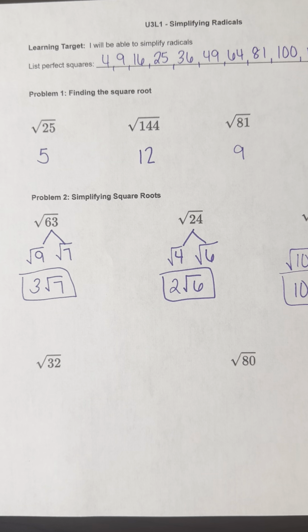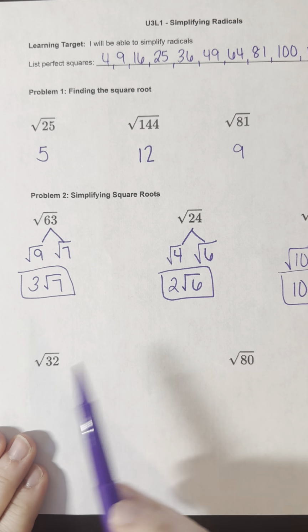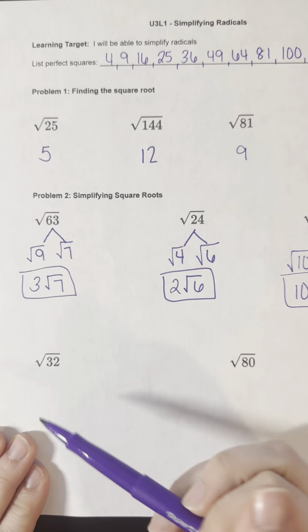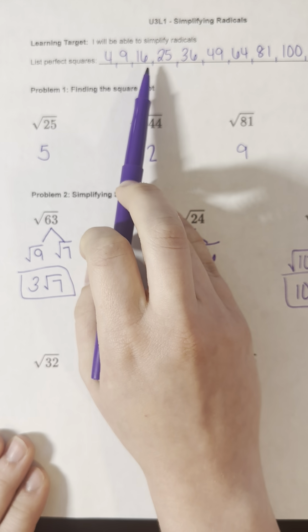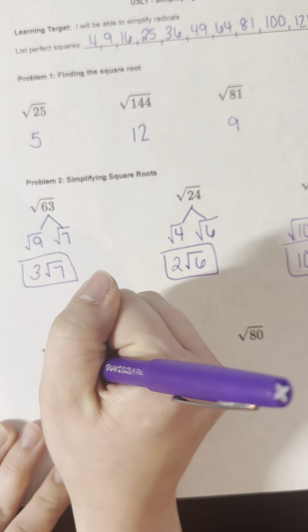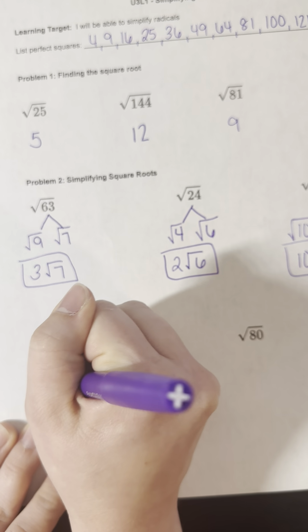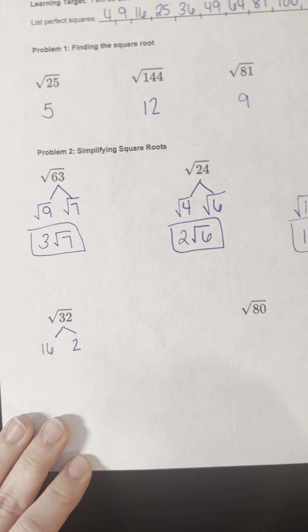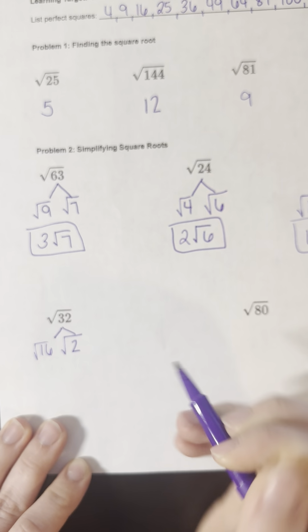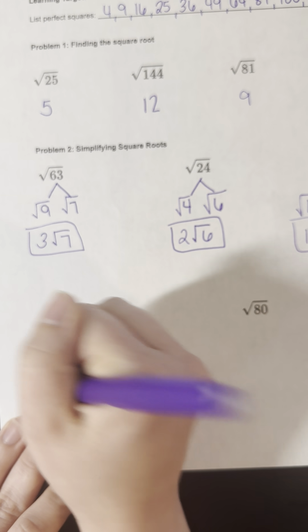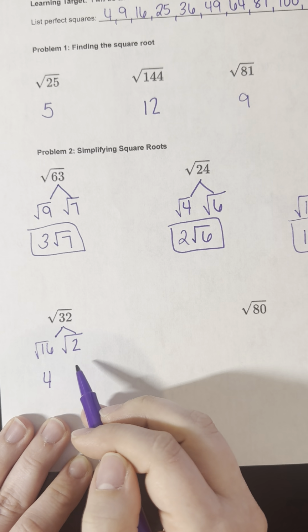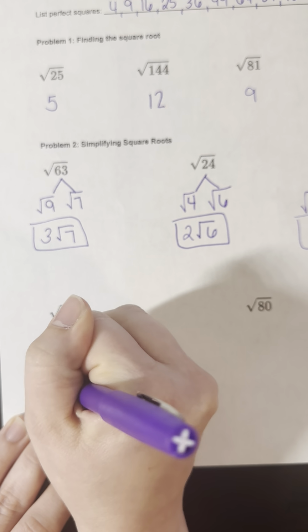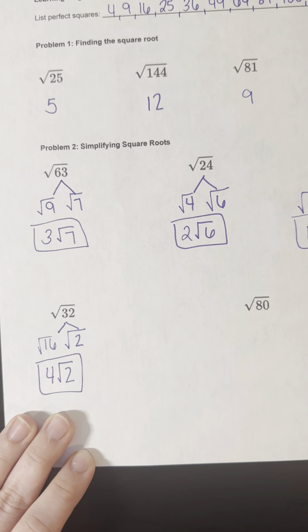So for square root of 32, the biggest number on this list that can divide into 32 would actually be 16. So I can break this down into 16 times 2. Now I take the square root of both of them. Square root of 16 is 4. And then square root of 2, I cannot break that down anymore, so I'm just going to leave it. And I get 4 root 2 as my answer.